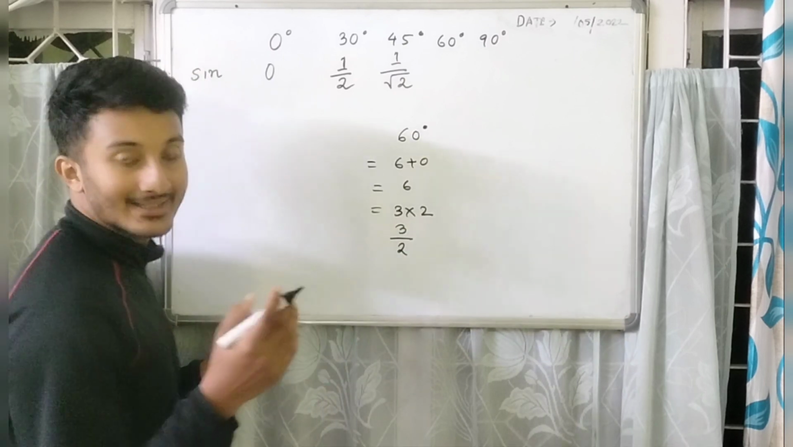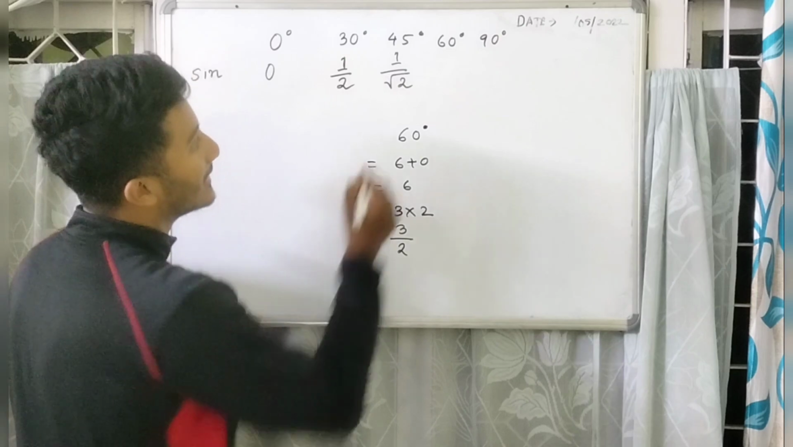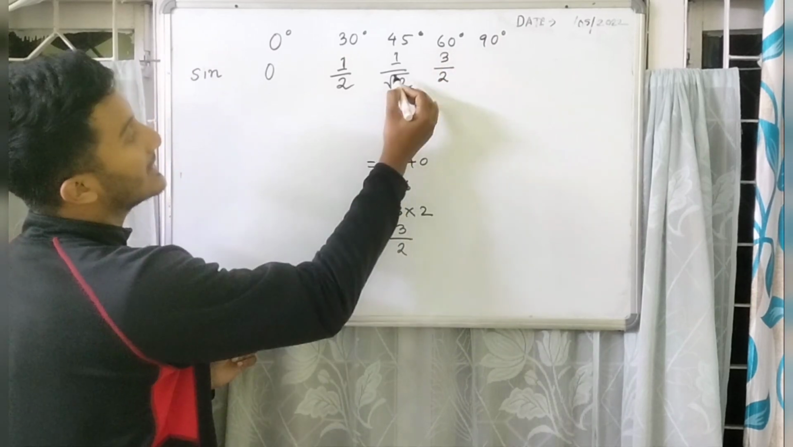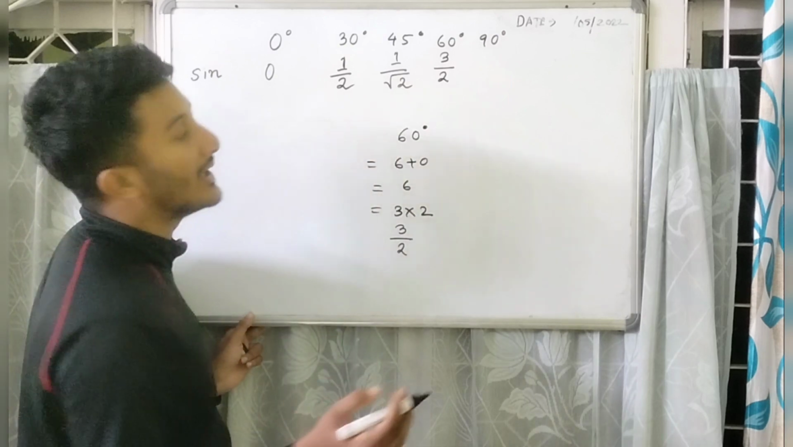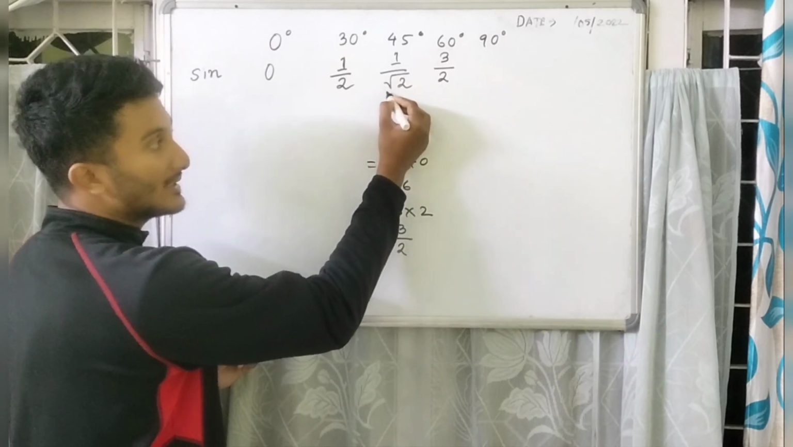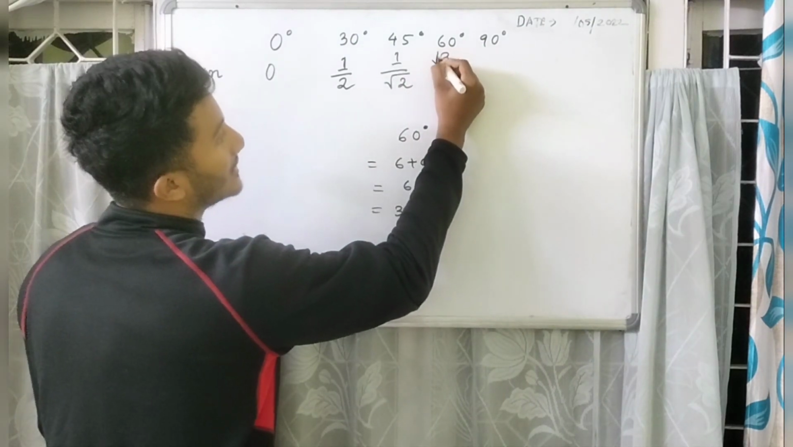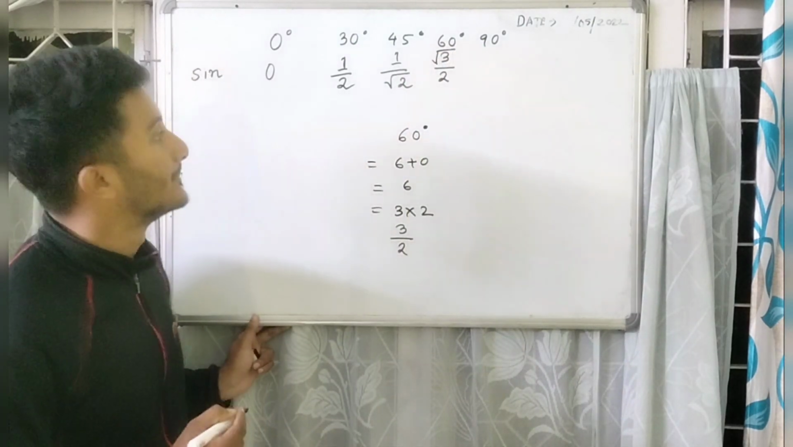So we know that sine 60 degree is root 3 by 2. So here we can write 3 by 2. How can we remember where the square root will be? Since the root was in the denominator for sine 45 degree, the next time in sine 60 degree, it will appear in the numerator. So it will be root 3 by 2.